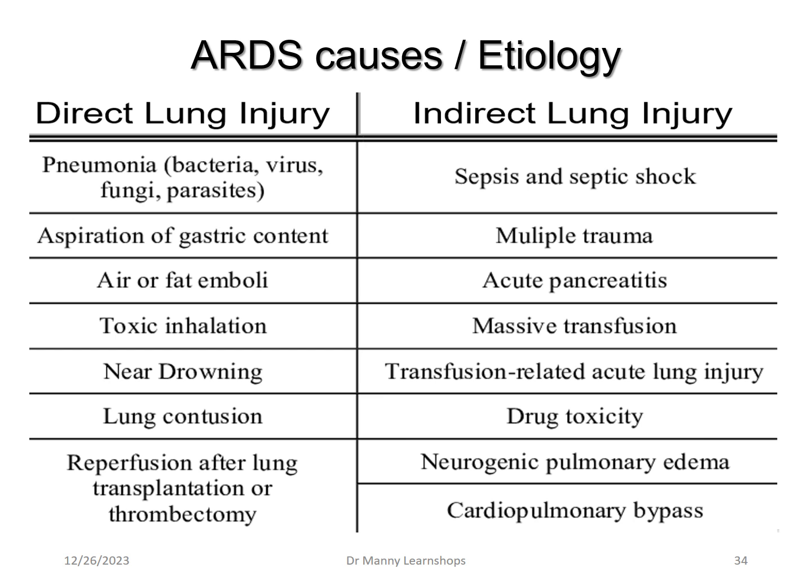Direct causes can be directly in the lung: bacteria, viruses, fungi, parasites. Aspiration of gastric contents, or aspiration of salt water, fresh water, near drowning. Air or fat emboli, even thrombi, pulmonary embolism. Toxic inhalation of certain gases, smoke, or injuries like lung contusion. And certainly after a lung transplant or a thrombectomy of the lung or certain procedures in the lung, ARDS can occur as a result of direct lung injury.